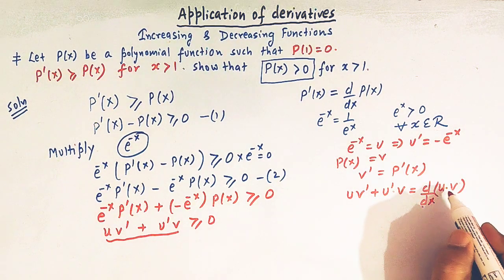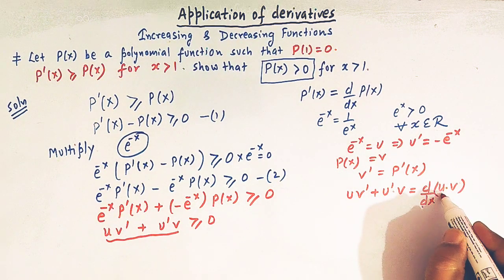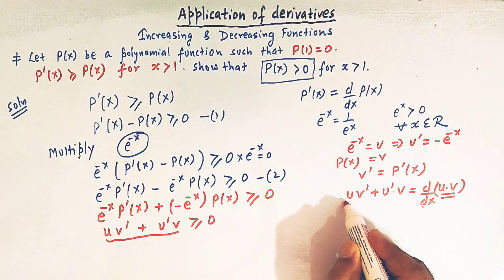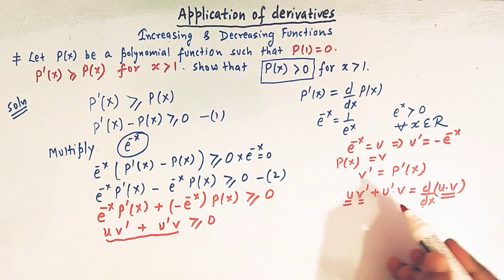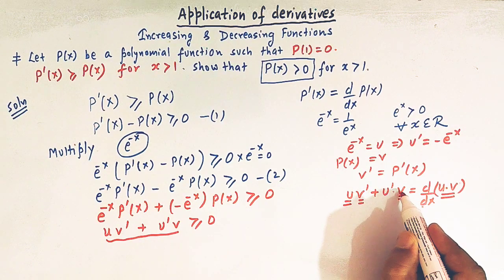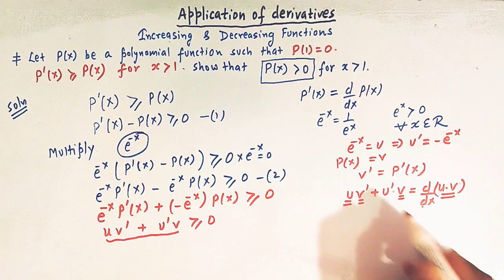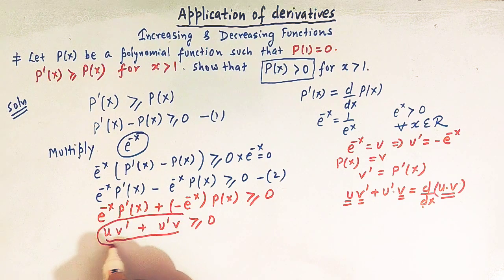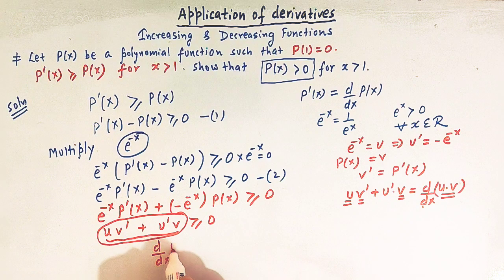Now if we apply the product rule for this function, which is the product of u and v, then we take the first function, then derivative of second, then second function, and derivative of the first function, right? So now this term is equal to d by dx of the product of u and v, that is greater than or equal to 0, right?